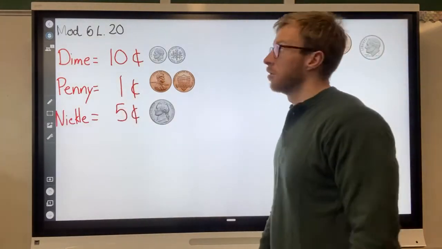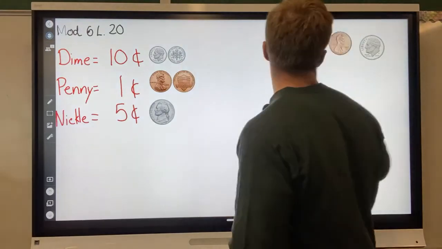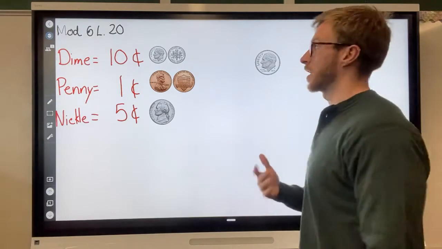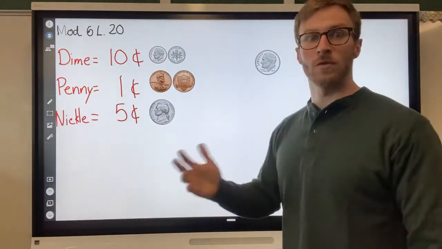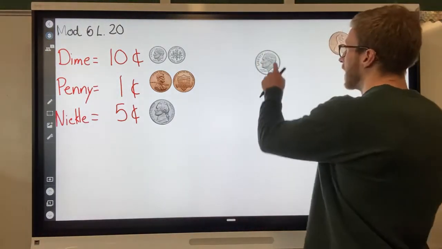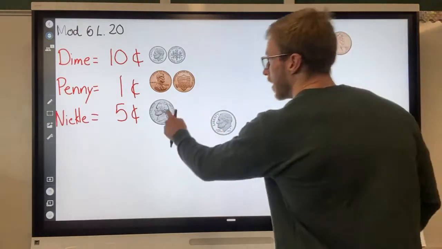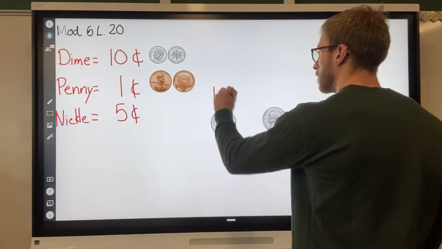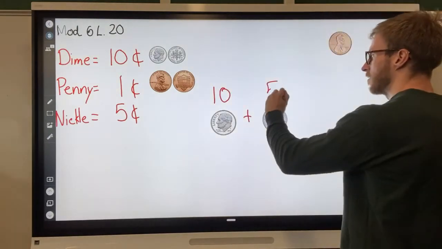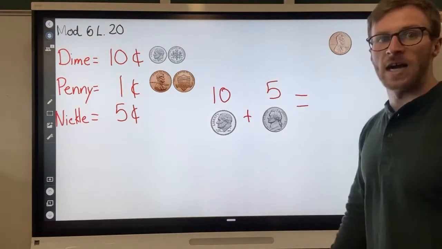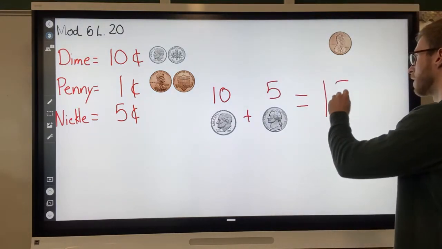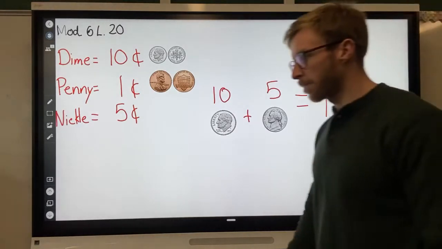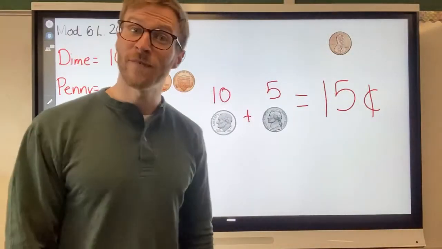Well, let's see, 15. Let's throw a dime in there. I'll throw a dime in, boom. I got 10 cents. That's on my way to 15. To get from 10 to 15, I know 10 plus 5 equals 15. So I'll know I need a dime and a nickel. A dime, which is 10, plus a nickel, which is 5. 10 plus 5 equals 15. So that's how we can get 15 cents. Okay? Is there another way we can get 15?